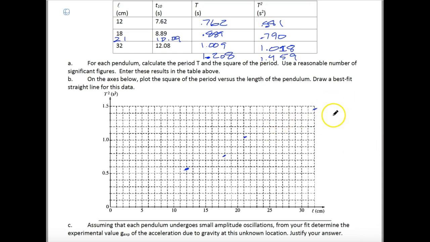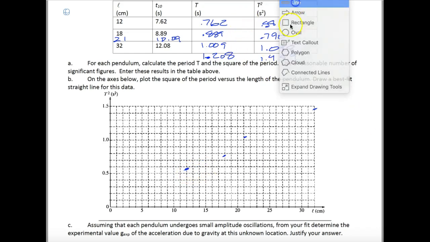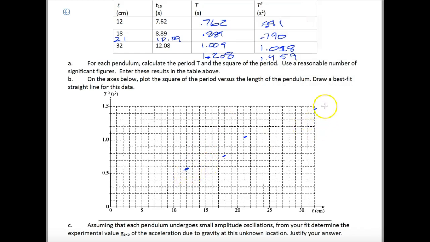The next thing we need to do is draw a straight line. We want to draw the best fit line. So we want to make sure that we're hitting a majority of the points. Usually you can look at these and say, I've got the same number of points above and below. If I do that, I can probably do something similar to what you see here, and that would be a pretty decent best fit line.